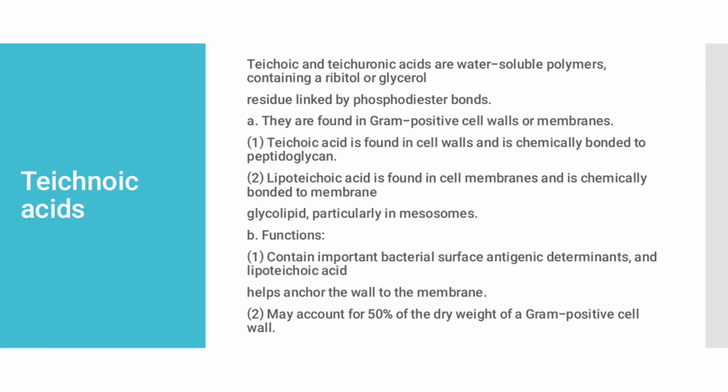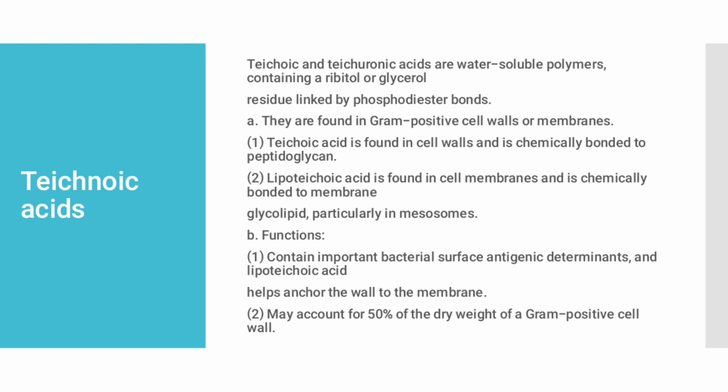Teichoic acid. The teichoic acids and the uronic acids are water-soluble polymers. They contain a ribitol or glycerol residue. These are linked by phosphodiester bonds. They are found in the gram-positive cell wall or the membrane.